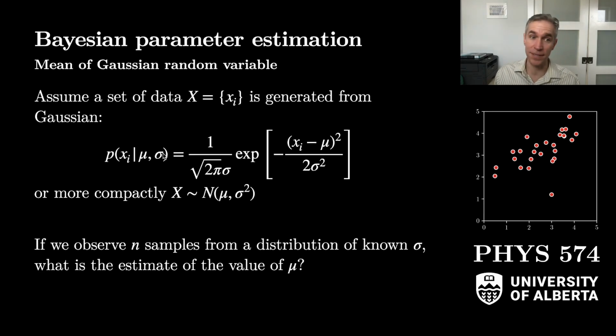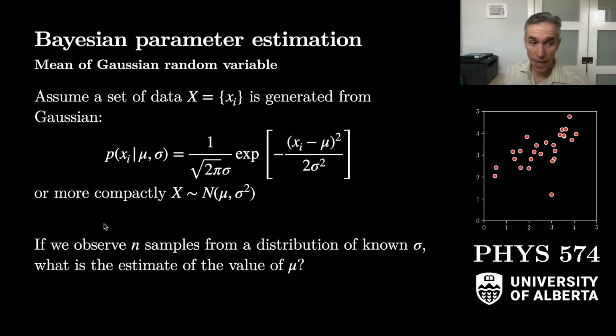So let's assume we have a set of data that's drawn from this Gaussian, where the probability of observing a deviate xi given some mu and sigma follows the regular Gaussian function here. We'll sometimes write this as this data set big X is distributed as, that's what this little tilde symbol is. So it's distributed as a normal with mean mu and variance sigma squared. So we'll often say, okay, X is distributed like a normal with mu, sigma squared.